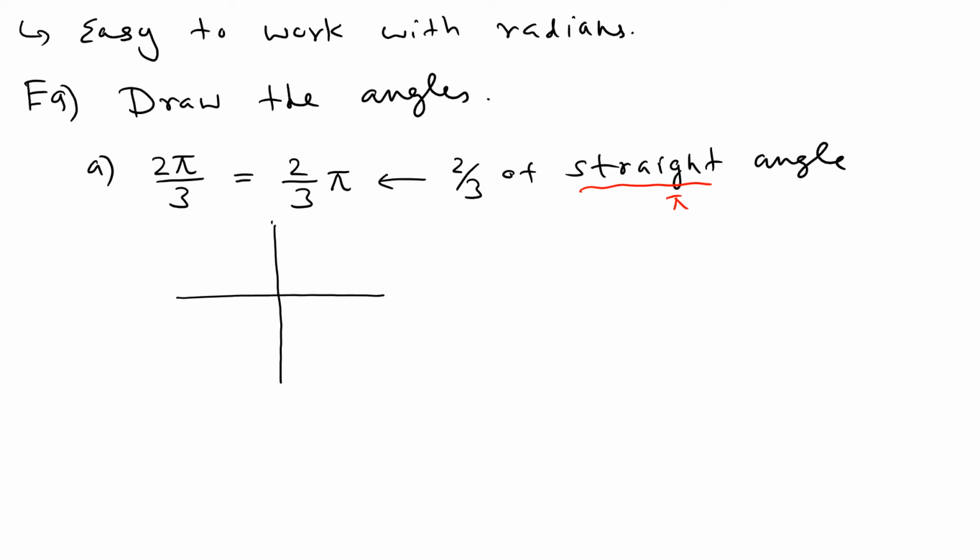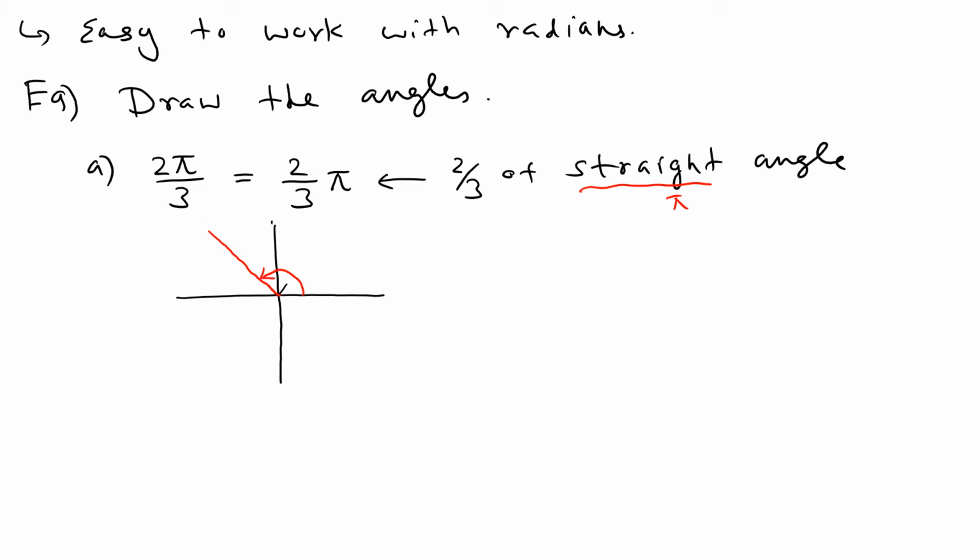So we're going to cut this straight angle into 3 parts. So it's going to be 1, 2, like that. So we're going to pick 2 of them. So that means the angle is going to look like this. So that's the idea. So that is the angle.